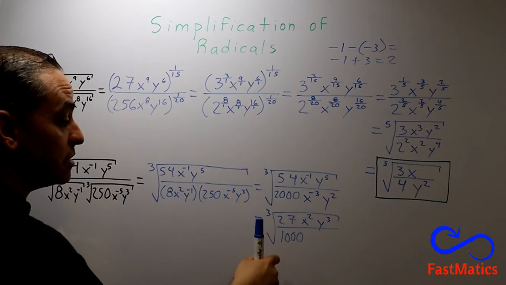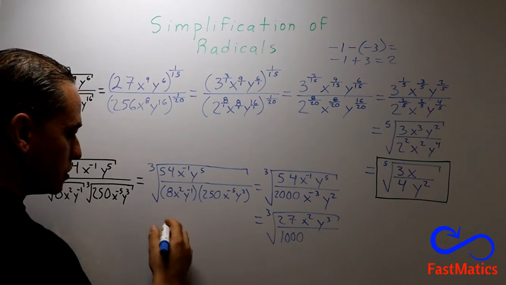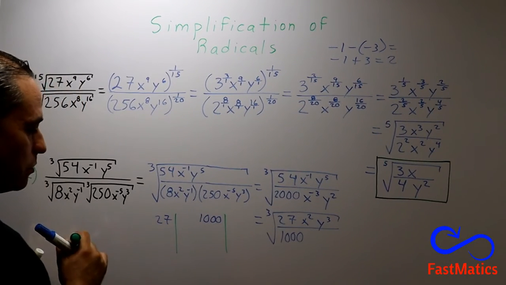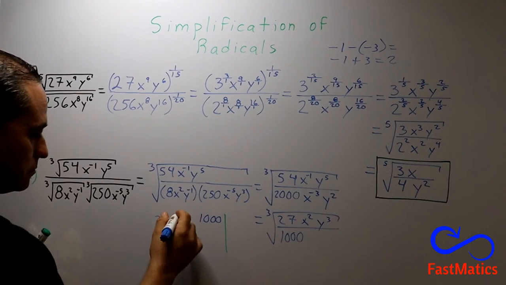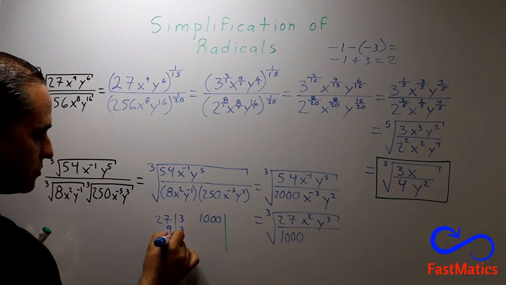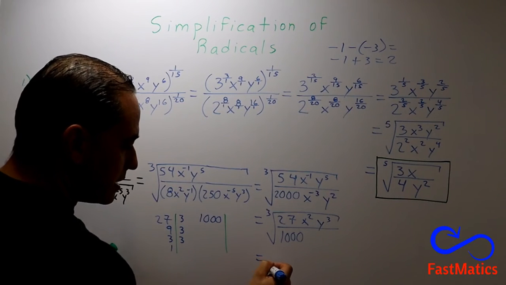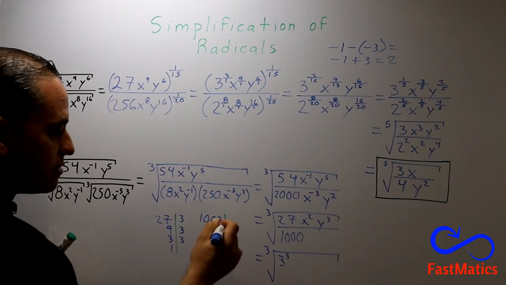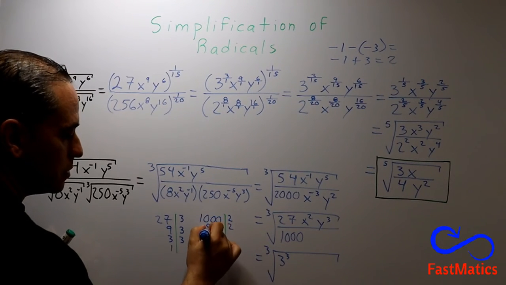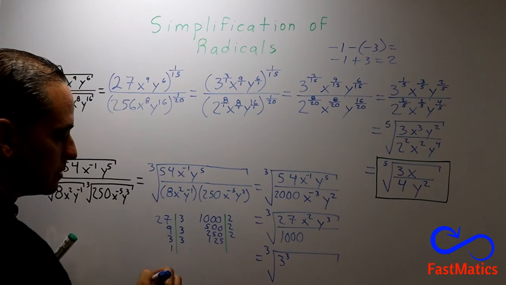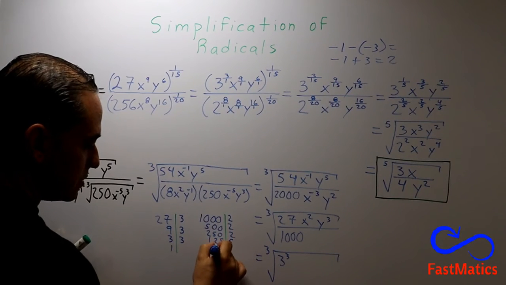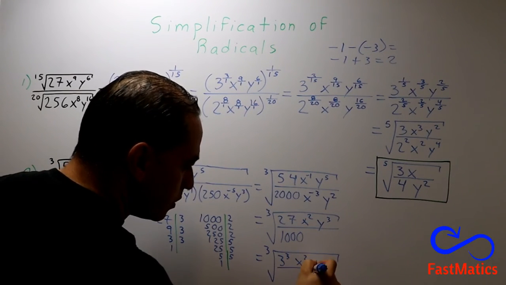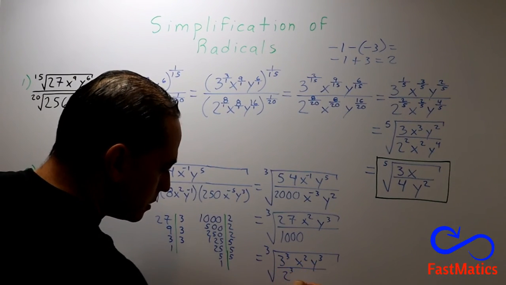And remember, when you have numbers inside the roots, you can factorize those numbers. 27, we are going to factorize it, and 1000, we are going to factorize it. So, we can divide it by 3, that is 9, and again by 3, that is 3, and again by 3, that is 1. So, we can write it as 3 to the power of 3. And 1000 we can divide it by 2, 500, by 2, 250, by 2, 125. And after that we can divide it by 5, 25, by 5, 5, by 5, 1. So we're going to write the same, x squared y cubed, and 2 cubed, 5 cubed.